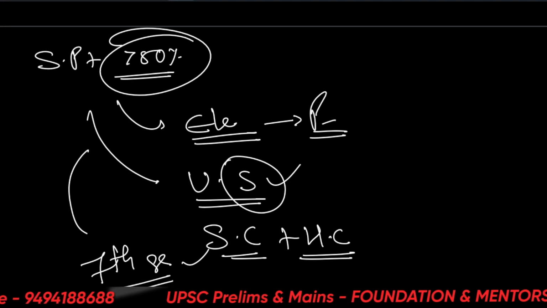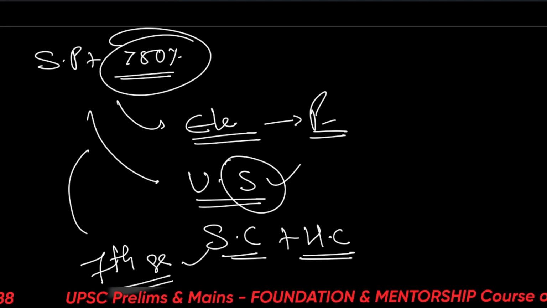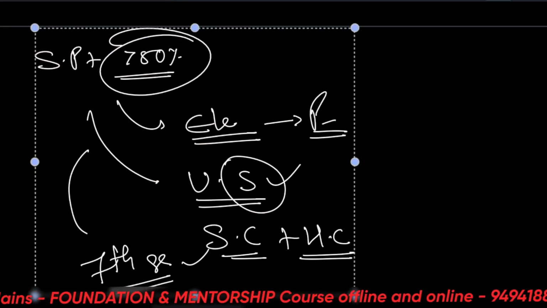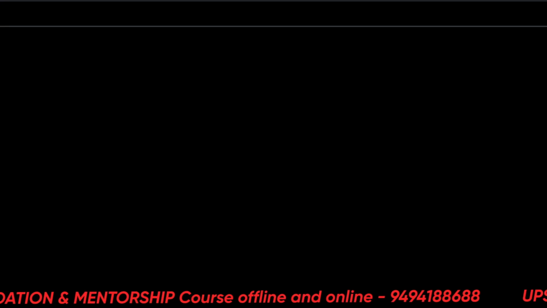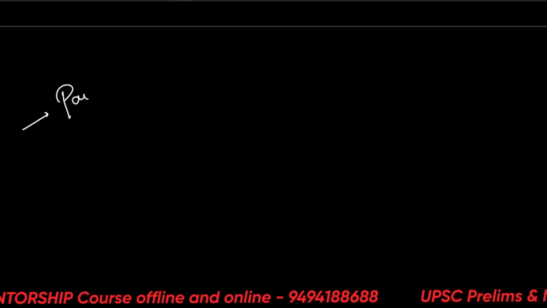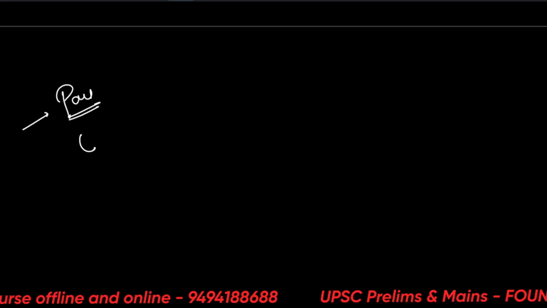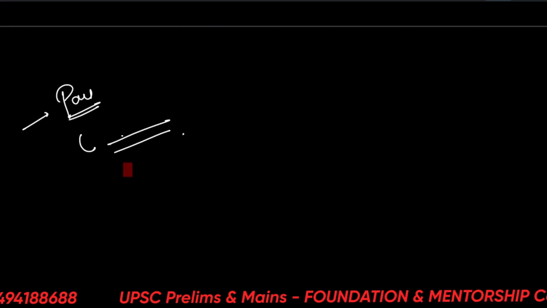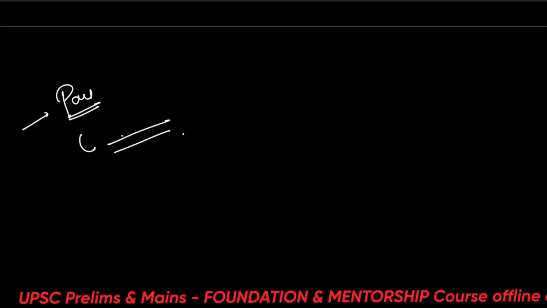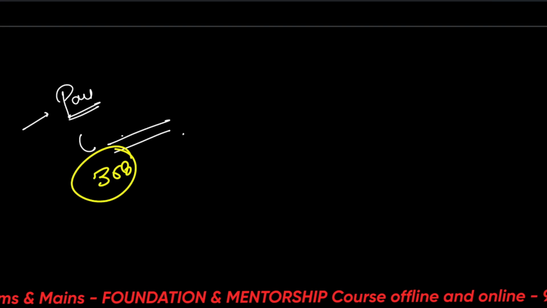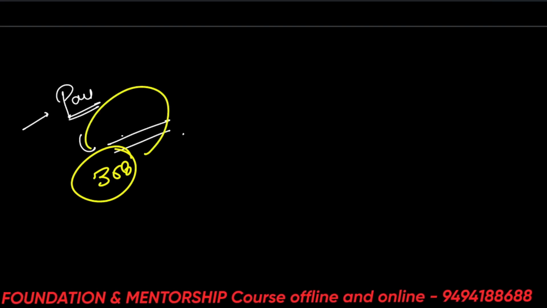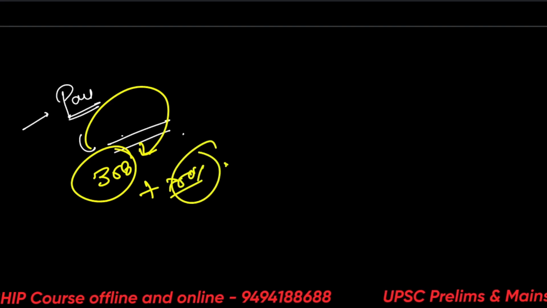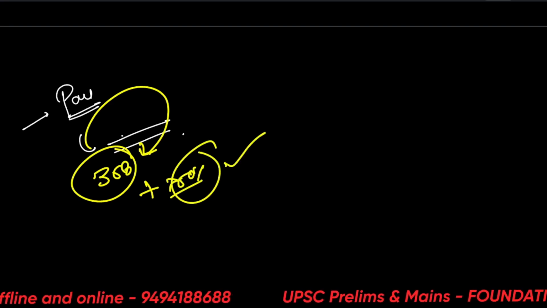Then representation of states in parliament and power of parliament to amend the constitution and its procedures. This is the most important one: power of the parliament to amend the constitution and its procedure. That means Article 368 itself. If you want to alter Article 368, it tells how to alter itself: by special majority plus 50% of the states. So this will be required for any kind of amendment.